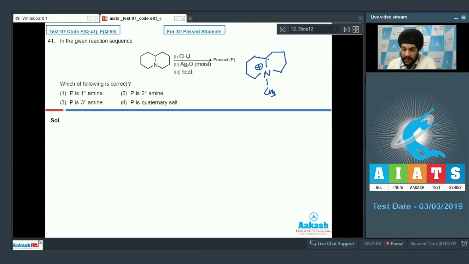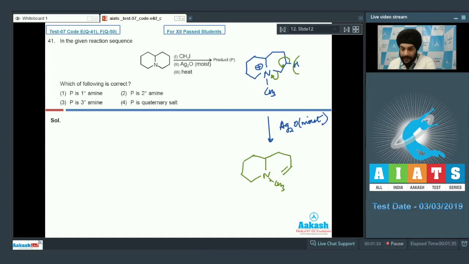So we have the formation of a quaternary ammonium salt, and now when it is allowed to react with Ag2O moist, the Ag2O moist will cause Hofmann elimination. So the H which will be present here shall be extracted, leading to the formation of the structure.